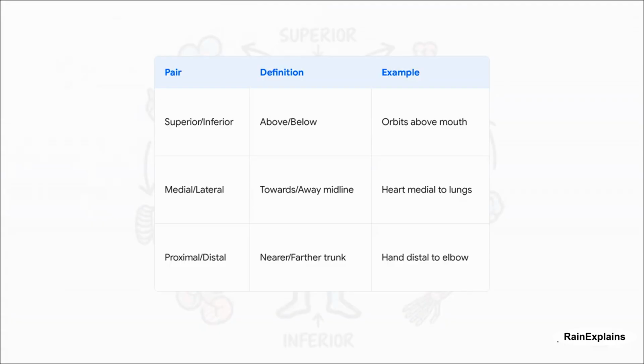Next up, we have the medial and lateral pair. Medial just means toward the midline of the body, while lateral means away from it. So your heart is medial to your lungs. And finally, for our limbs, we use proximal and distal. Proximal is nearer to the trunk's attachment point, and distal is farther away. Therefore, your hand is distal to your elbow. When you combine all of this with anterior and posterior, you've got a flawless 3D grid.